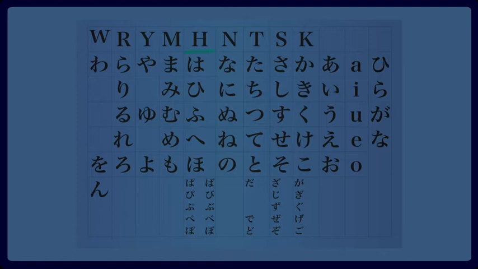The H column, ha, hi, fu. That's actually a soft F sound rather than an H on its own. Fu, he, ho. So it's just the fu sound in the middle we need to remember. Let's look at na, ni, nu, ne, no, ha, hi, fu, he, ho.